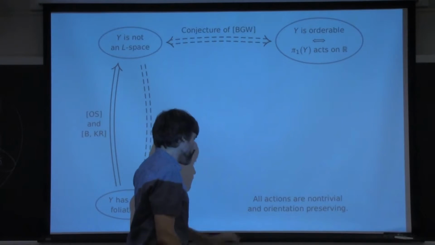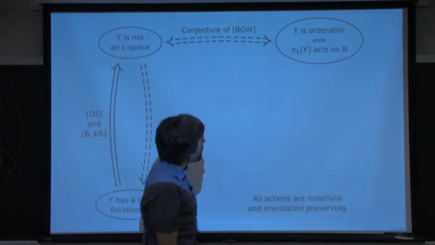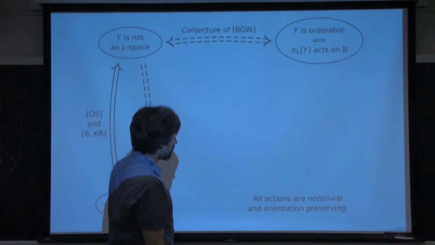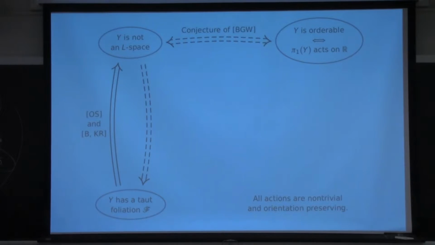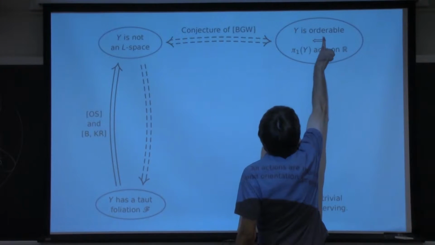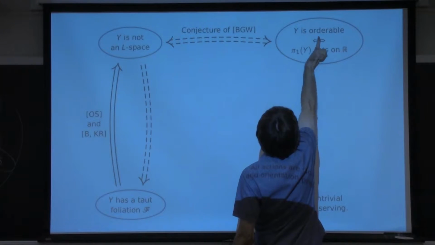And just for notation, I should say that when I say something acts on something else, I'm always going to assume the action is non-trivial, although not necessarily faithful, and that the action is orientation preserving. So you might quibble that this implication is not clear. If you're orderable, you certainly act on R.